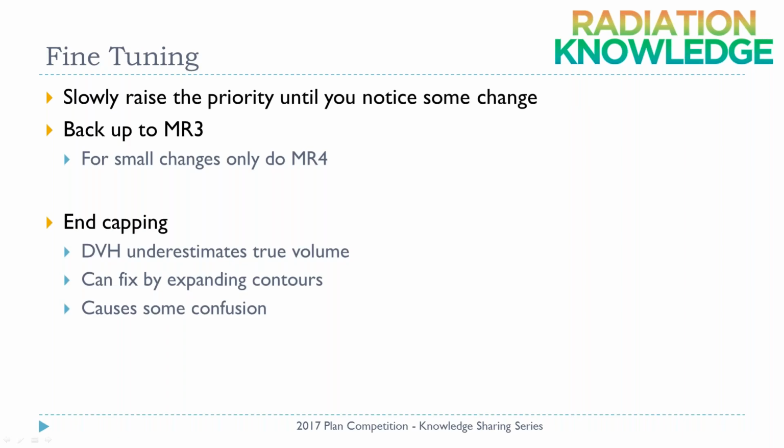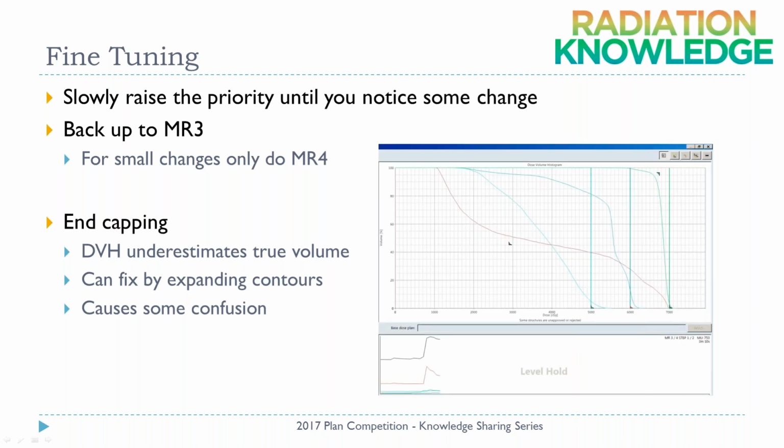Again, I'm going to slowly raise priorities on the constraints until you start to see the cost function change. I backed up to MR3, and if it was a really small change, I would have only gone to MR4 to make adjustments. And end capping is something I'm going to talk about in just a second.